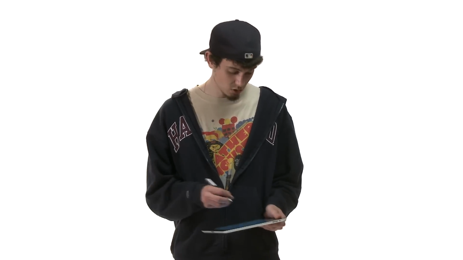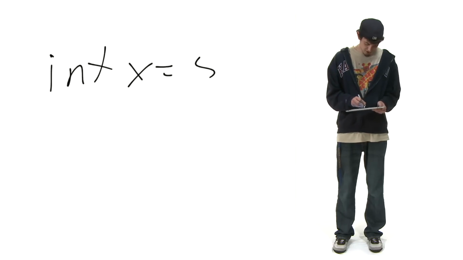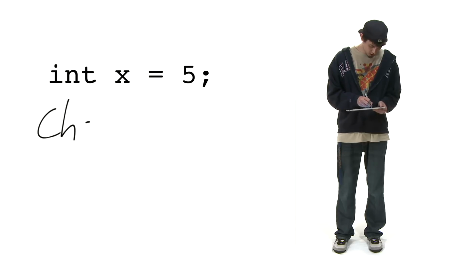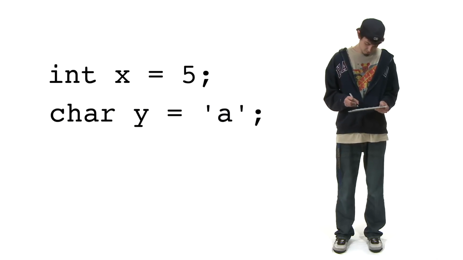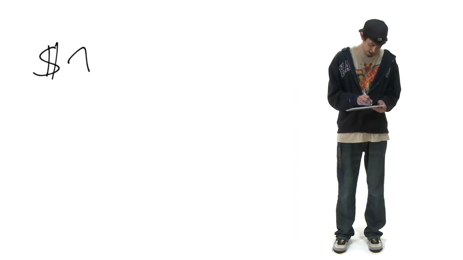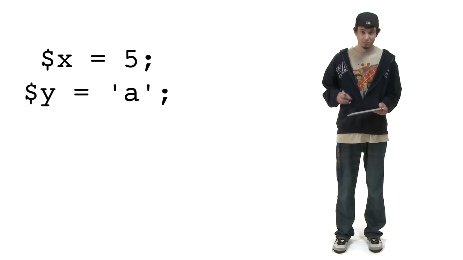Second, PHP is a loosely typed language, which means you don't need to explicitly list the type of a variable when you create it. So where in C you'd need to say int x equals 5, or char y equals 'a', in PHP, we can simply say $x equals 5 and $y equals 'a'.